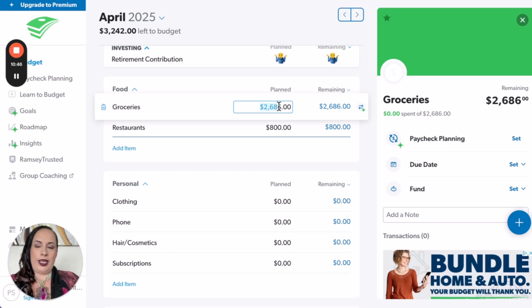Groceries, let's estimate $2,000 for groceries, which seems like so much to me. But food's gotten expensive. What can you do? And there's 4 of us. I like to eat organic, all the things. So we'll put $2,000 in there.